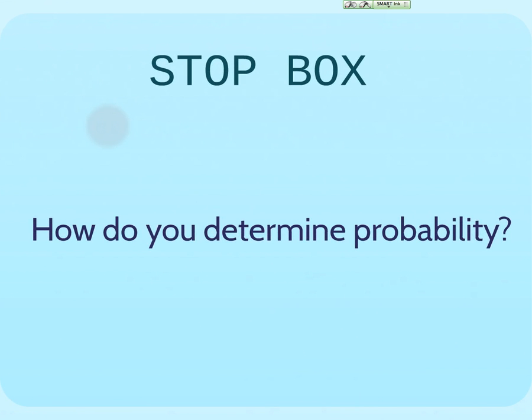So, in your own words, how do you determine probability? I should have typed in your own words. Especially if you can transfer some of the mathematical stuff into words that make sense to you, I think that will help you remember it. What are the chances? So how do you figure that out? How do you figure out what are the chances?